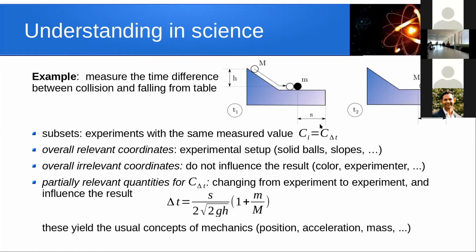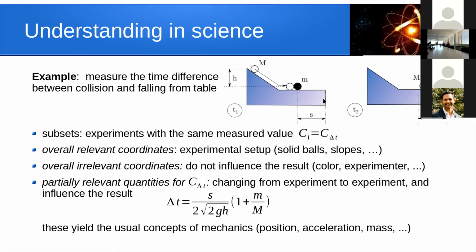Now, we observe different states and different processes in the world, and we assign them to different subclasses depending on the measured value, or measured delta t value. So this singles out subsets, and these will be the subsets which are to be understood in science.